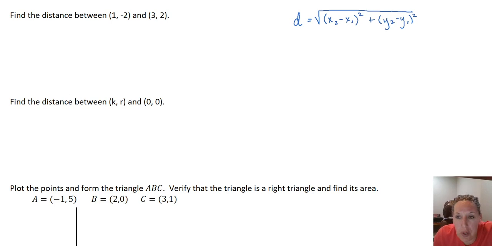And it doesn't matter which one we call point 1 or which one we call point 2, as long as we subtract the two x values, find that distance, square it, find the difference in the y values, square it, and then take the square root of the sum.